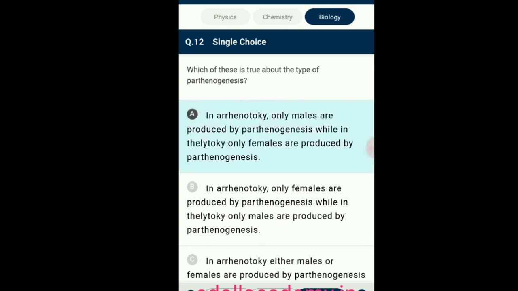In Arrhenotoky, only males are produced by parthenogenesis, while in Thelytoky, only females are produced by parthenogenesis. So the correct option is A.